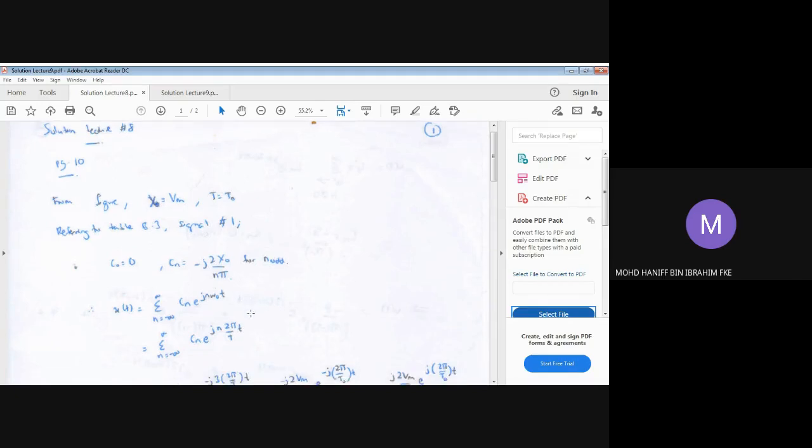Okay, and we can write further that the omega naught shall be equal to 2 pi over T. Okay, that's understood, 2 pi over T. And we can further expand this summation to look like this.